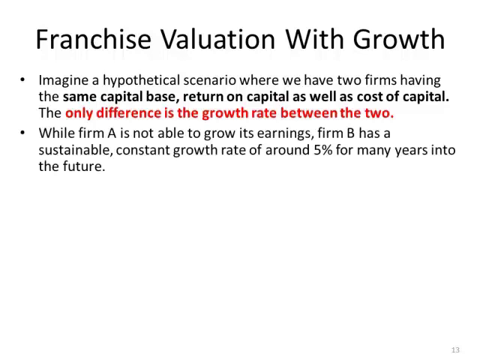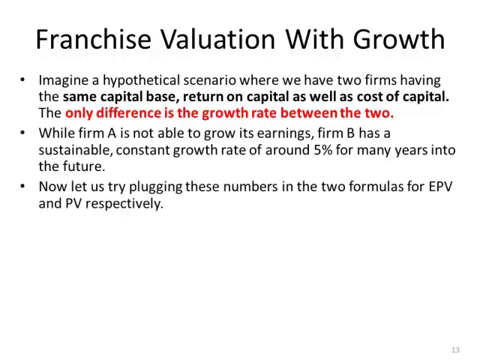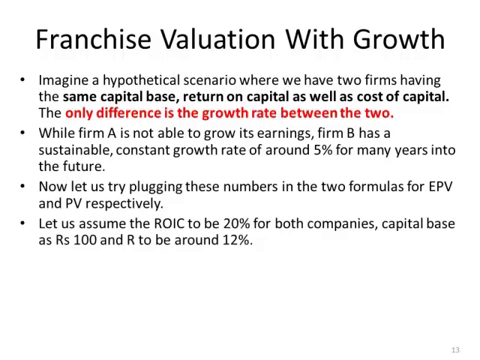So suppose firm A is not able to grow its earnings, but firm B has a sustainable constant growth rate of around 5% for many years into the future, or we assume that this growth rate will continue indefinitely. Let us try plugging in these numbers in the two formulas for the EPV and PV respectively. So suppose ROIC for both companies is 20%, capital base is 100, and R is 12%.